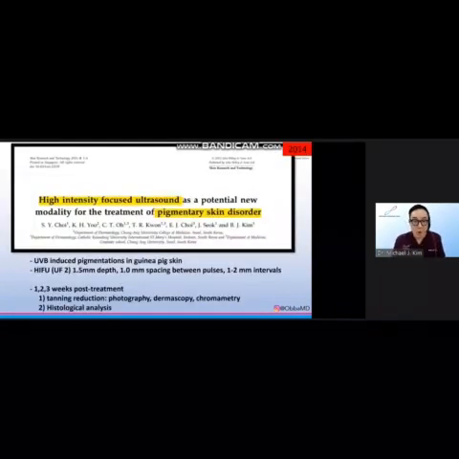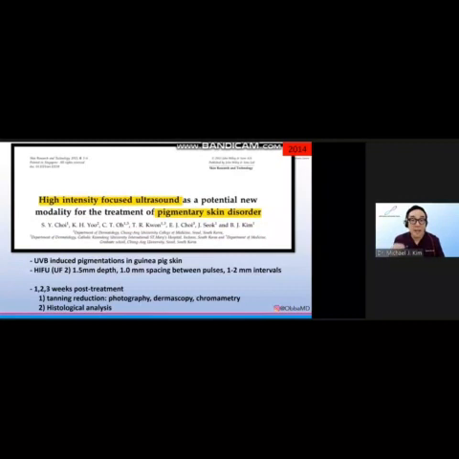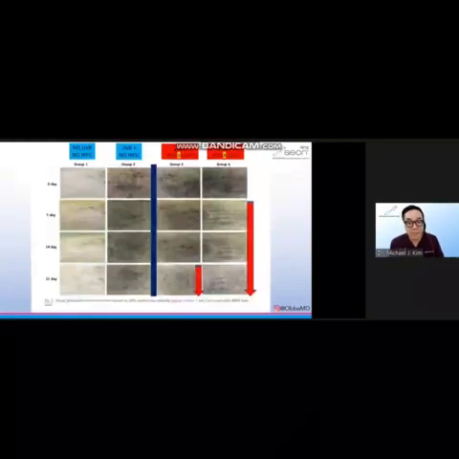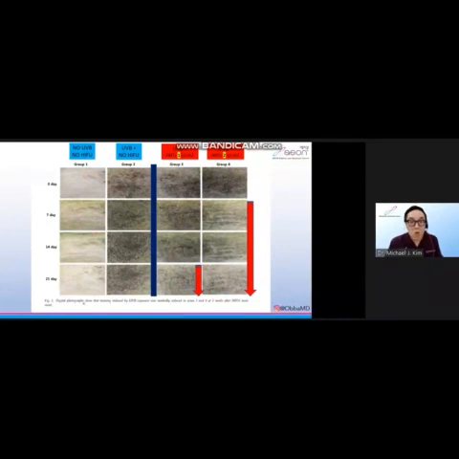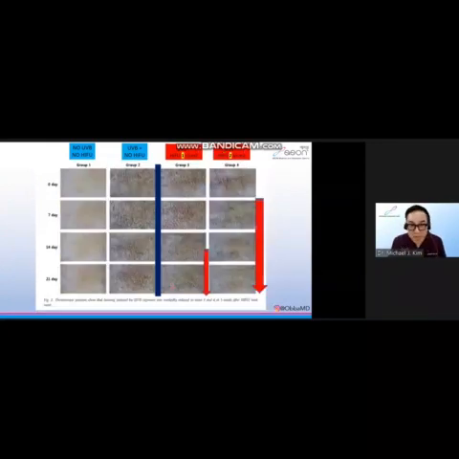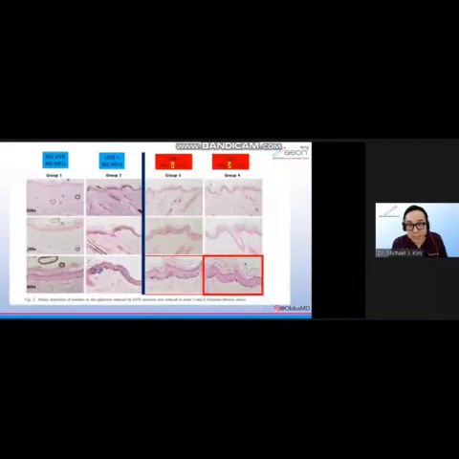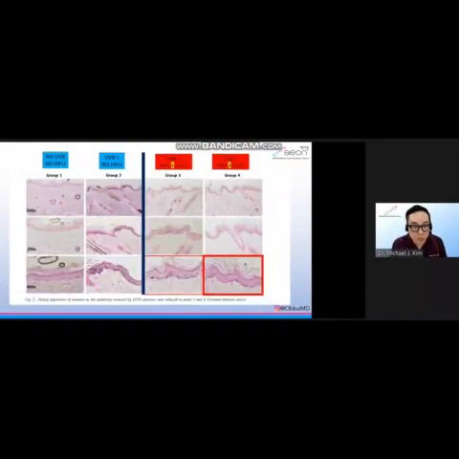This paper showed how HIFU can potentially be a modality to treat pigmentations and was carried out in guinea pig skin. Group 1 is a control with no ultraviolet radiation and no HIFU. Group 2 has a control with ultraviolet radiation but no HIFU. Group 3 is the ultraviolet radiation treated with HIFU at a lower energy. And Group 4 is treated at a higher energy. You can see the reduction in pigmentations after 2 weeks and more evident in the higher energy group at 3 weeks compared to the lower energy. Similar results in the dermoscopic pictures, and you can see in the histology slides for Group 4 also less melanin.